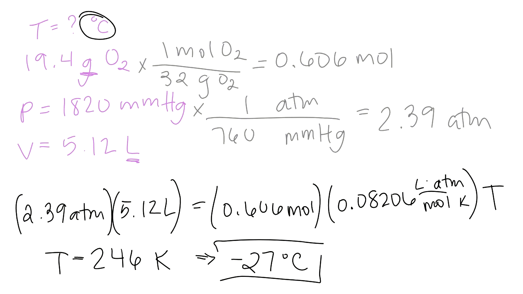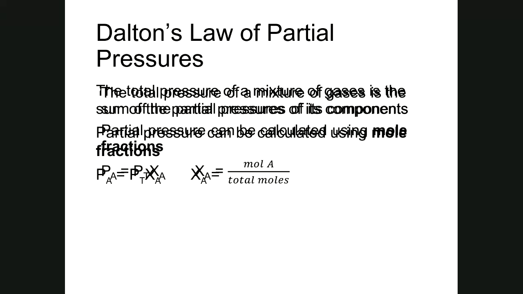So one more law for us to look at. So I'll go back to slides. And so our last types that we're going to look at are Dalton's law. And we looked at Dalton's law in lab. So what this says is that the total pressure of a mixture of gases is equal to the sum of the partial pressures of its components.